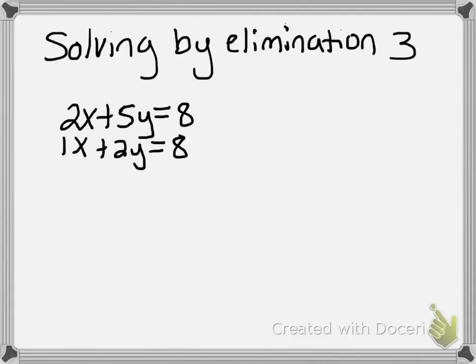So we're going to continue our journey on solving by elimination, looking at part 3. So we started elimination where it was already set up where either the x or the y had the same number but opposite sign, and we can just go ahead and add down. Those would cancel and we could solve for the variable.